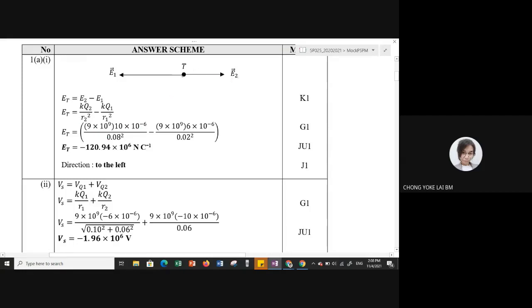How far is Q2 from point T? 8 cm, so 8 cm is 0.08 m. Q1 is 6 times 10 to the power of negative 6. r1 is 2 cm, so convert to meters, 0.02. So you will get your E at point T to be negative 120.94 times 10 to the power of 6 newton per coulomb. Okay, so remember E is a vector quantity.